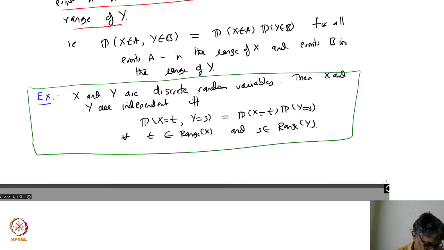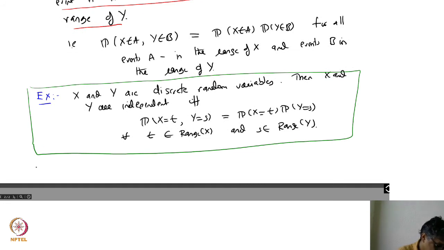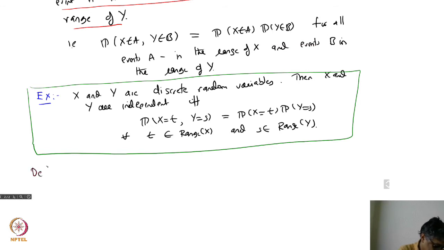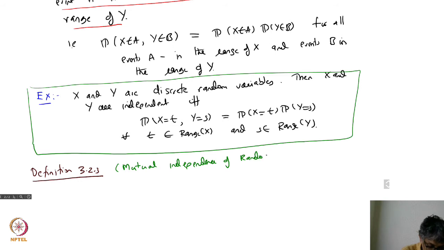And then similarly, once you define this, let me write down one more thing. You can define mutual independence of many random variables, the same way we defined it for events. So this is Definition 3.2.3, mutual independence of random variables.